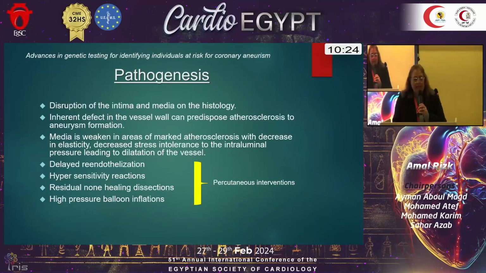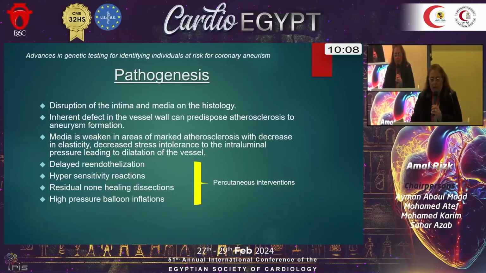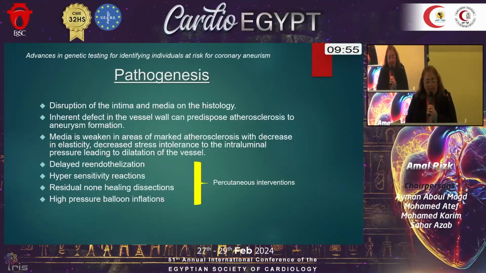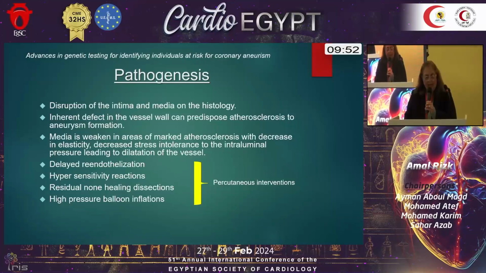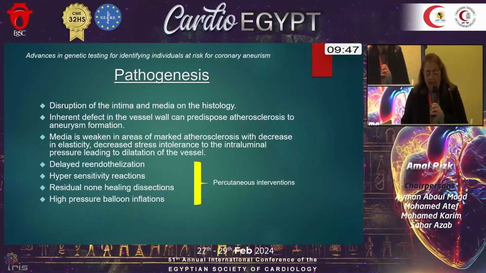In all conditions, there is a disruption of the intima and media. There is an inherent defect in the vessel wall that can predispose atherosclerosis to aneurysm formation. The media is weakened in areas of marked atherosclerosis, with a decrease in elasticity and in tolerance of the intraluminal pressure, leading to dilatation of the vessel. During percutaneous intervention, there is delayed re-endothelialization, hypersensitivity reaction, residual non-healing dissection, and high-pressure balloon inflation.